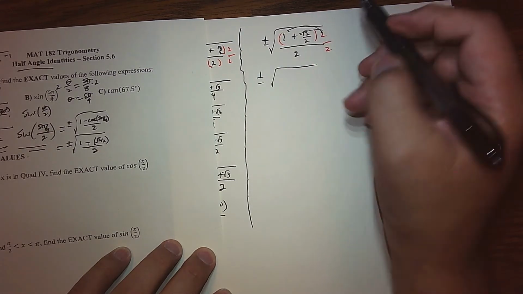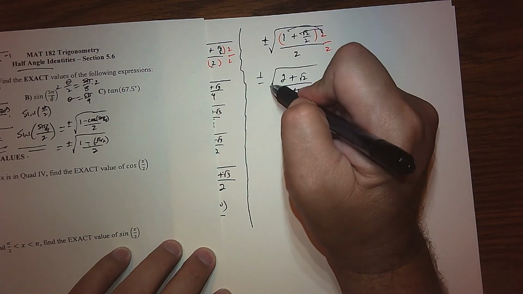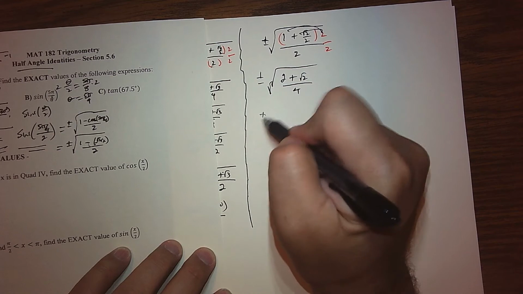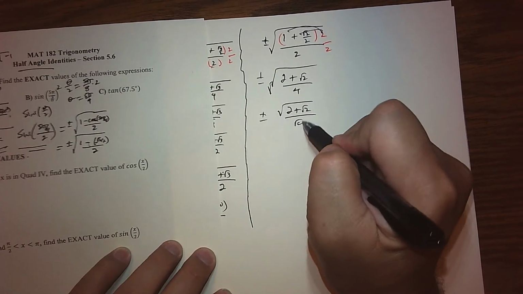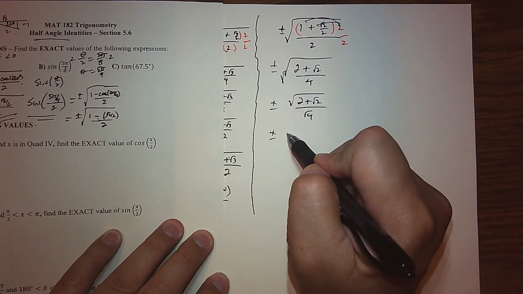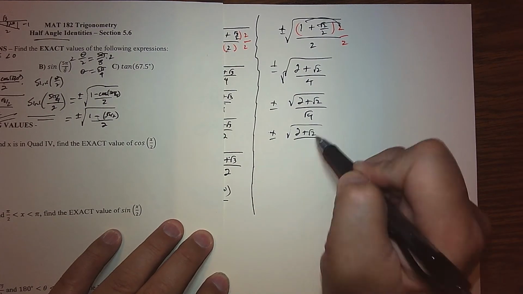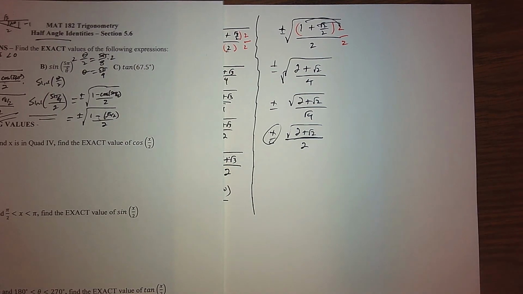If we distribute this out, we get 2 plus the square root of 2 all over 4. This is all under the radical. So breaking this up, this is the square root of 2 plus the square root of 2 all over the square root of 4, which turns into plus or minus the square root of 2 plus the square root of 2 all over 2. Plus or minus, which one do we want?